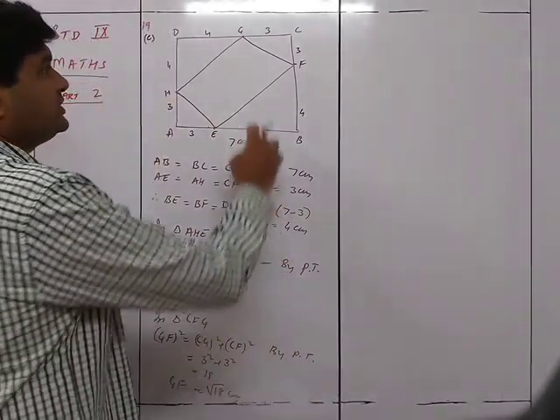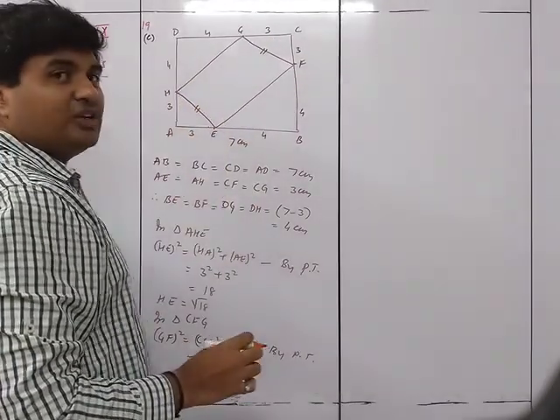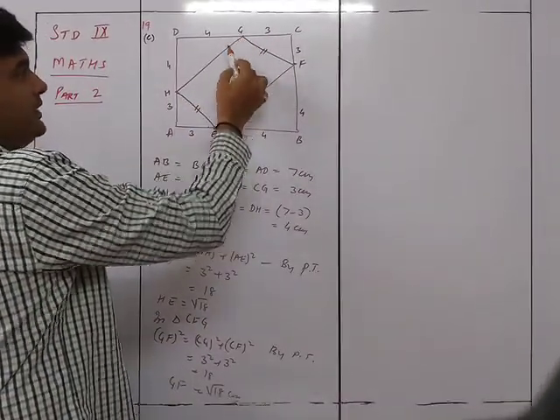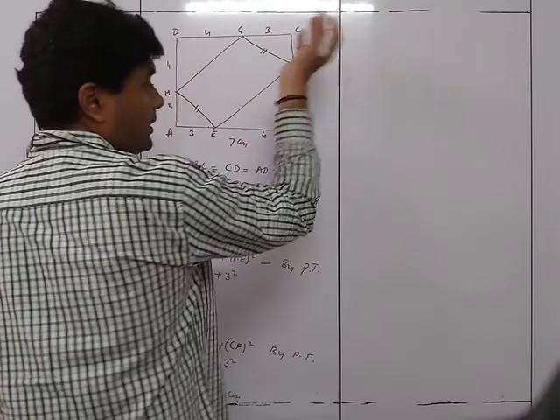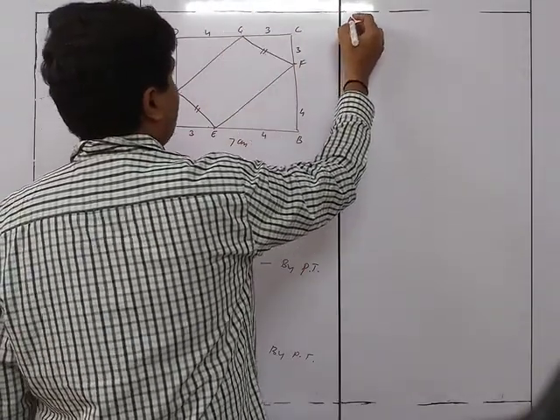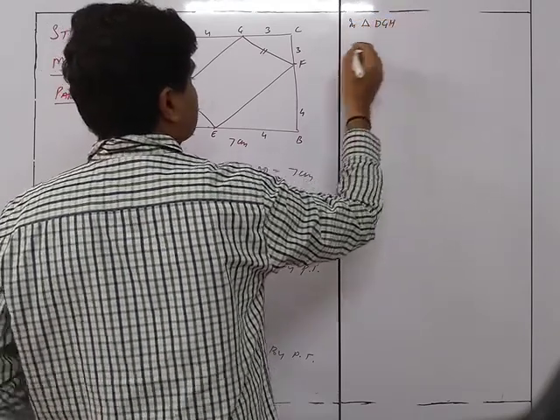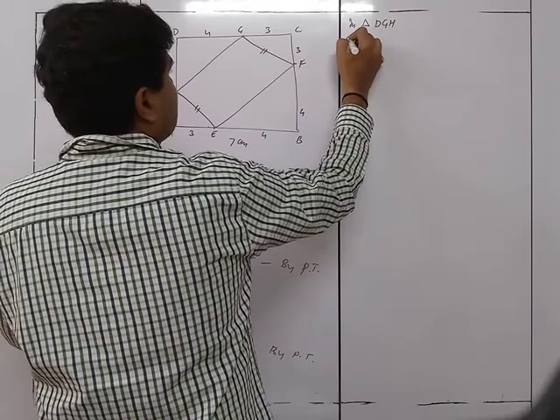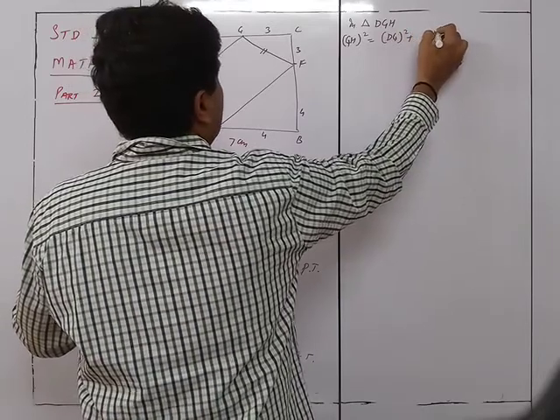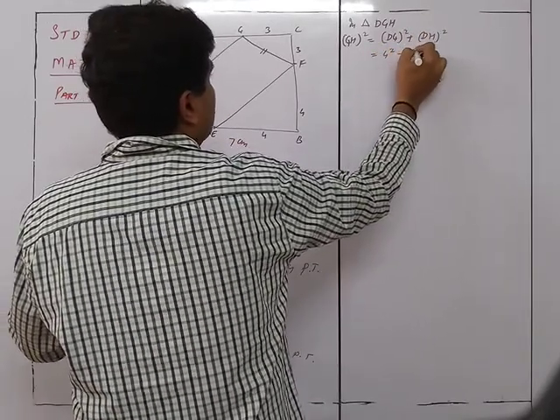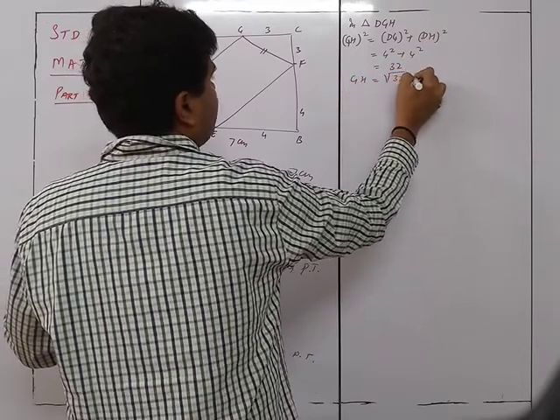So for that, what I'll do is, I know that this is equal to this. If I just prove that this angle over here is also 90, then it is becoming a right angle triangle, so rectangle. So here also we can see that in triangle DGH, GH the whole square is equal to DG the whole square plus DH the whole square, is equal to 4 square plus 4 square, that is 32. So GH is equal to root 32 centimeters.